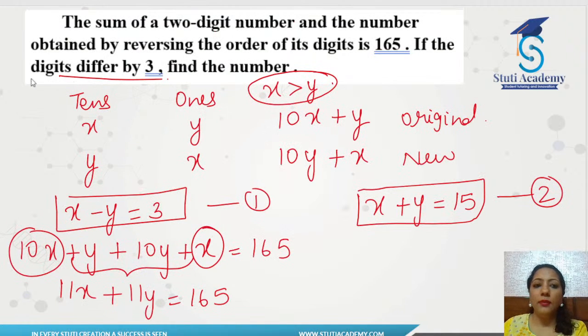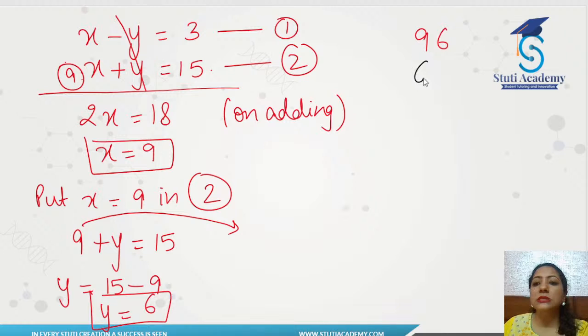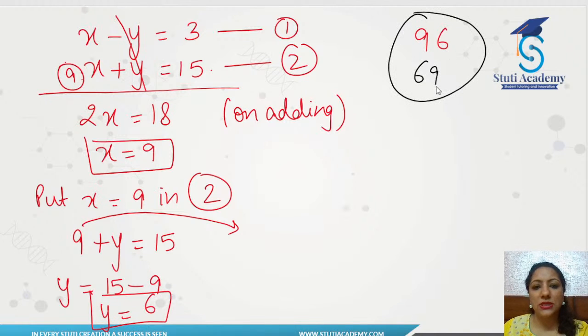Now, here we have taken x greater than y. It was given to us that the digits differ by 3. So we ourselves assumed that the tens place is bigger than the ones place. But then we could have taken it the other way around also, y greater than x. Then in that case, we would have got 69. So here we have two answers, either 96 or 69. They are both satisfying the condition.